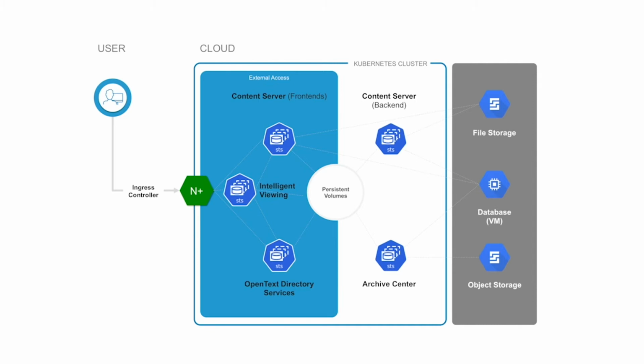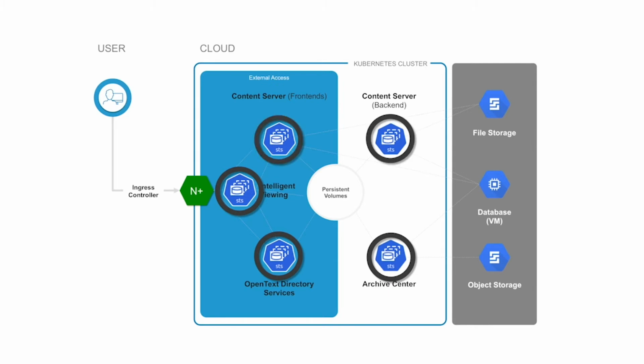The Extended ECM product has multiple components. And starting early this year, we delivered these components as Docker containers. In this architecture diagram, we can see all the components and respective containers that are part of Extended ECM. For instance, Archive Center, OpenText Directory Service, Intelligent Viewing, which is a combination of multiple services, Content Server Backend, and Frontend.